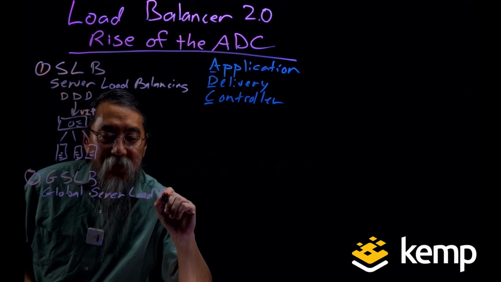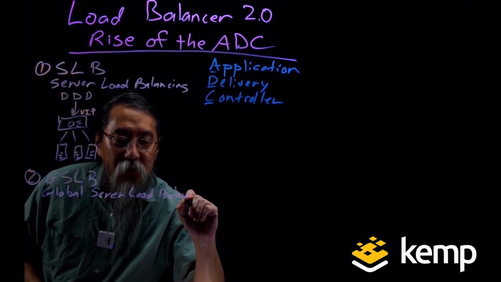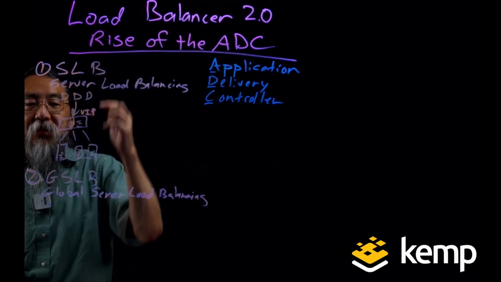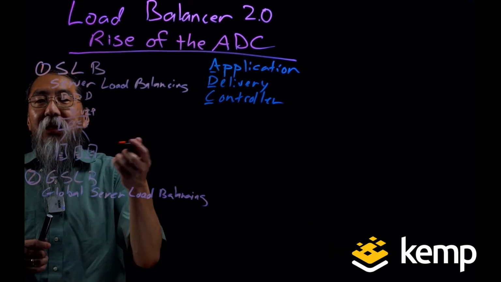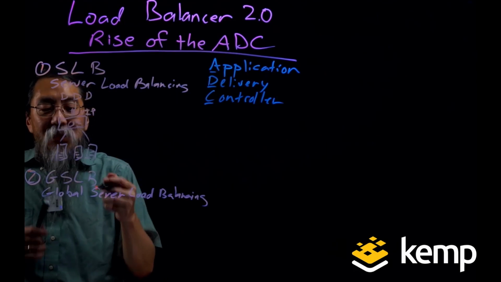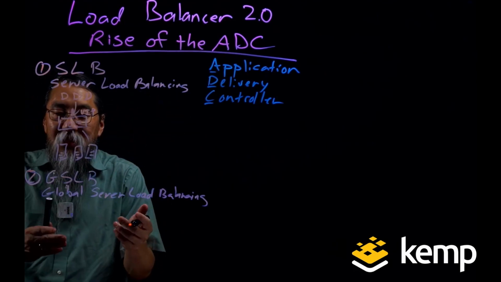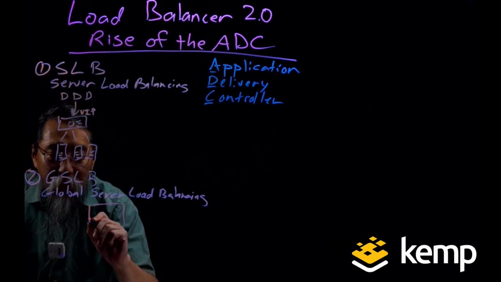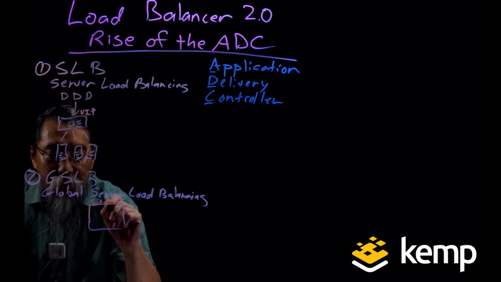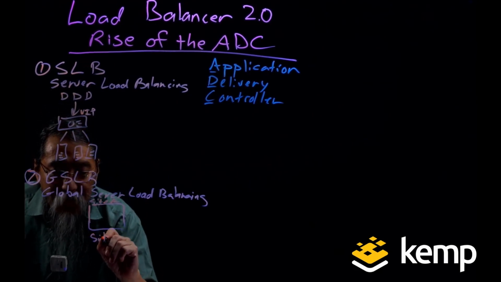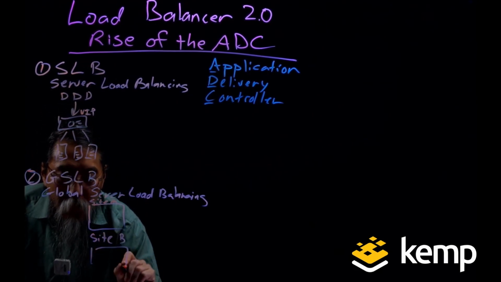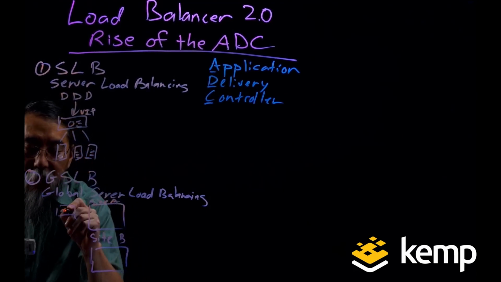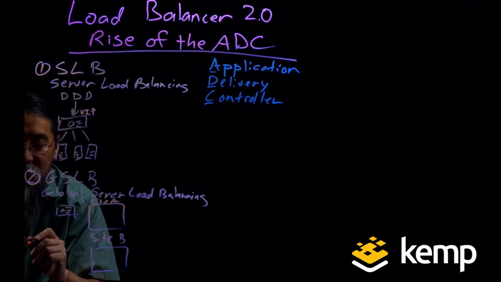Two, we have global server load balancing. Global server load balancing was introduced fairly soon after the load balancing technology came out in the late 90s. And it's different, but it's along the same concept, but now instead of load balancing servers, we're load balancing sites. So we have site A, we have site B. And this load balancer, it could be within here, but logically I'm going to throw it outside the sites.